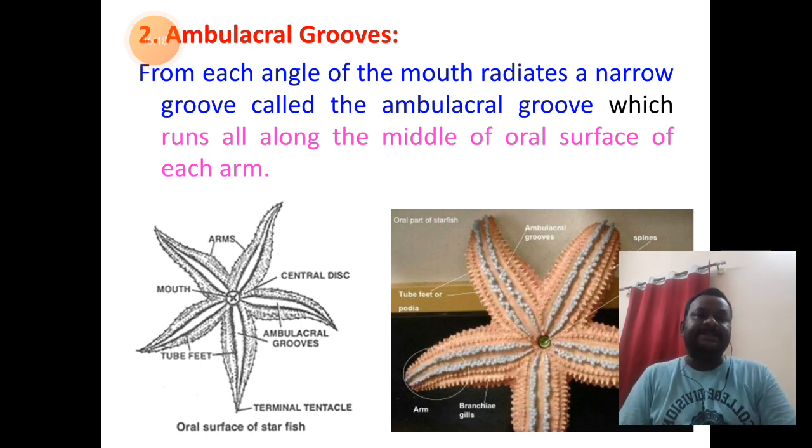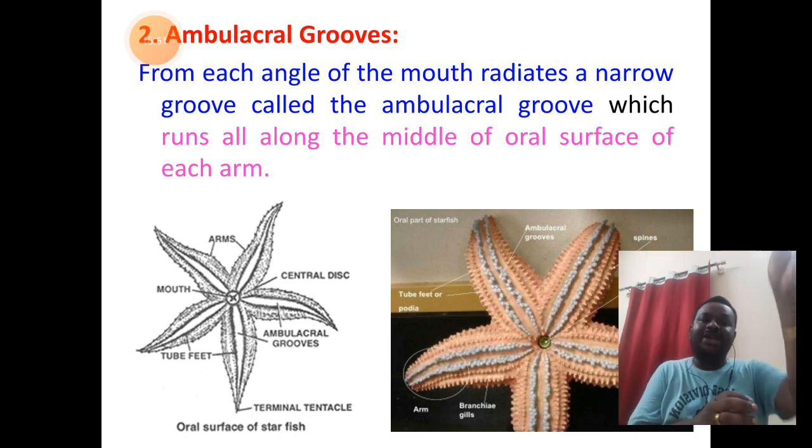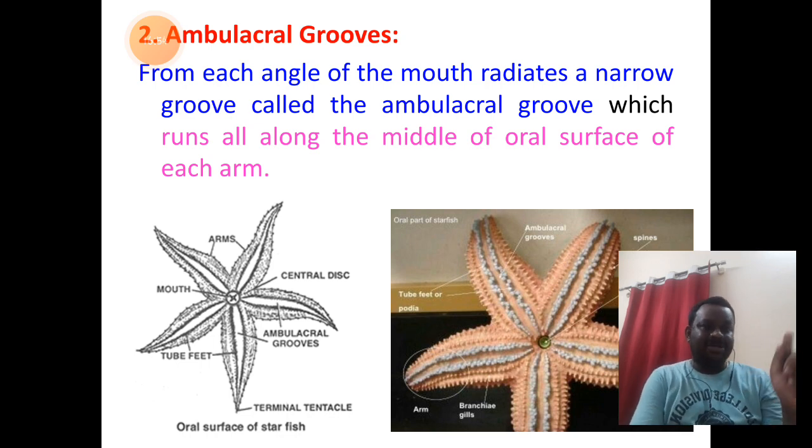The second part is the ambulacral grooves. Students, remember, from each angle of the mouth, which is pentagonal in shape, there arises a narrow groove into each of the arms, exactly at the middle portion. So this groove, which continues from the mouth region into the arm, is called the ambulacral groove.